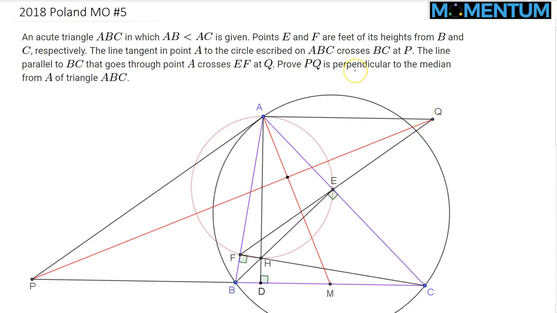We would like to prove that PQ, this red line connecting the points P and Q, is perpendicular to the median AM. So therefore M is the midpoint of segment BC. Well, what I would like to do here is to provide two solutions to this problem.